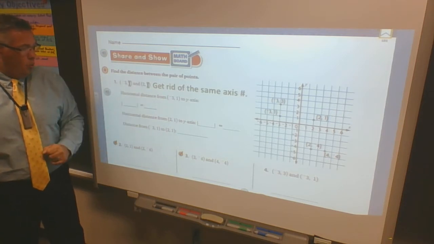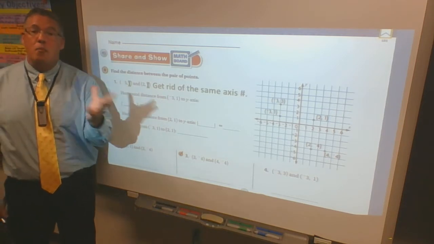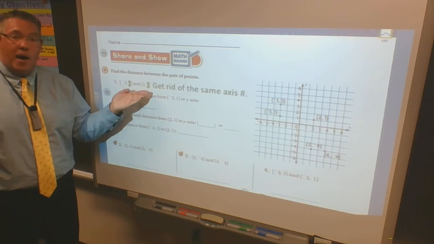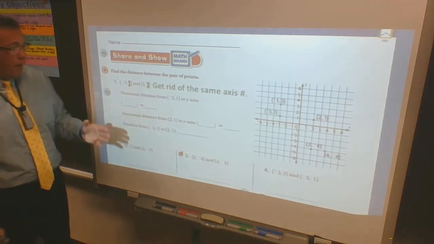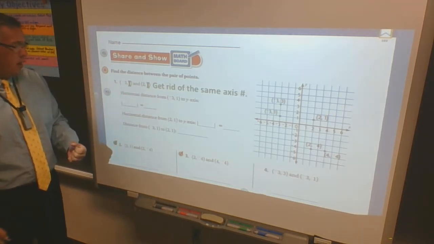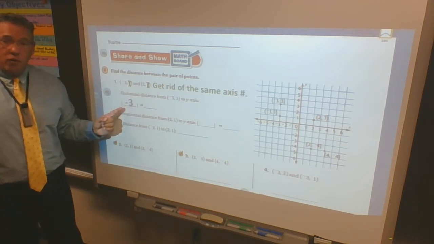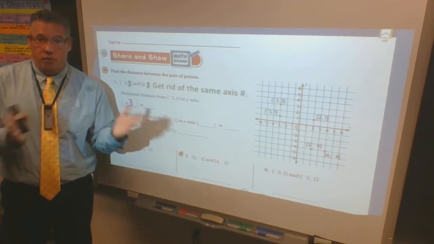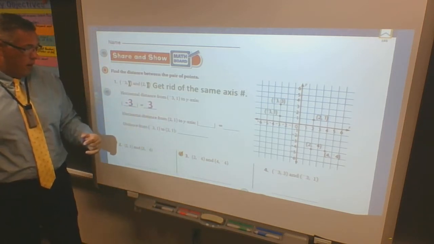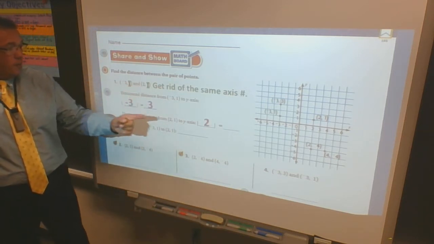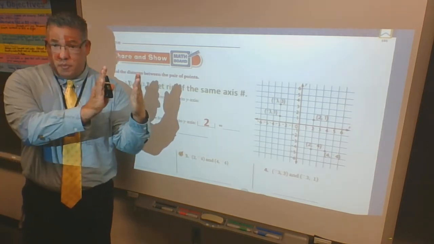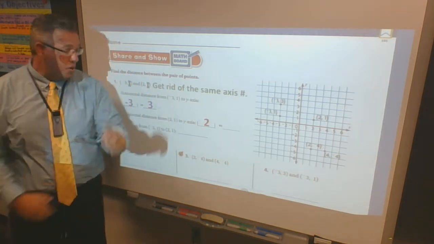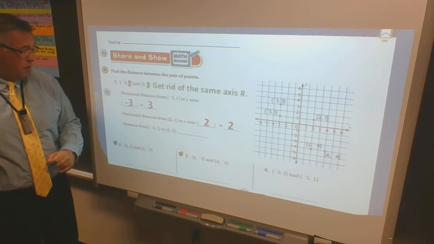So I'm going to get rid of the ones, and that way I can just focus on the numbers I am using, which is a negative 3 and a positive 2. And so I have to find my absolute value of those numbers. So I have an absolute value of 3. How many steps from 0 did I go? 3. So it's just a positive 3. And I have an absolute value of 2. How many steps from 0 did I go? Just 2. So it's always going to be a positive 2.